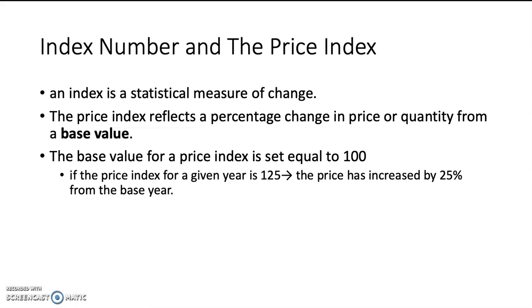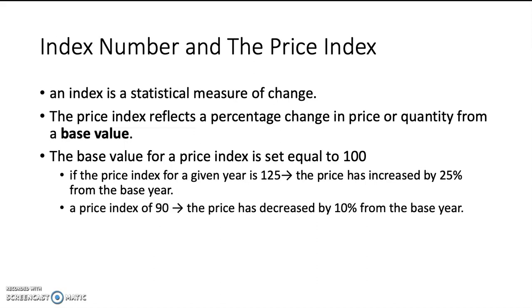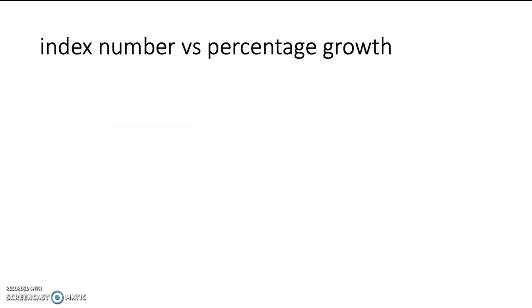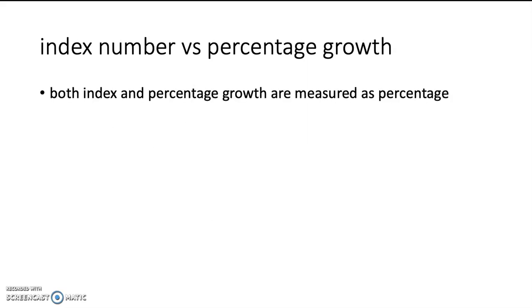Thus, if the price index for a given year is 125, it implies that the price has increased by 25% from the base year. Similarly, a price index of 90 implies that the price has decreased by 10% from the base year. Now we know that index is one of the measures to see the change. But we also know that growth also measures change in percentage. So what is the difference?